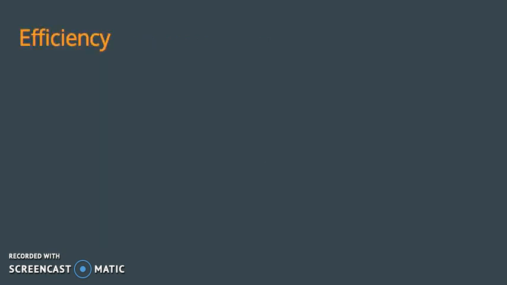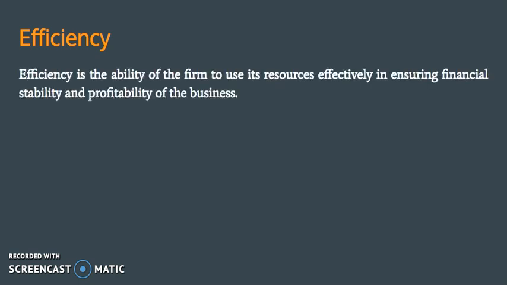So, what is efficiency? Basically, efficiency is the ability of the firm to use its resources effectively in ensuring financial stability and profitability of the business. Efficiency relates to the effectiveness of management in directing and maintaining the goals and objectives of the firm. So the more efficient the firm, the greater its profits and financial stability.